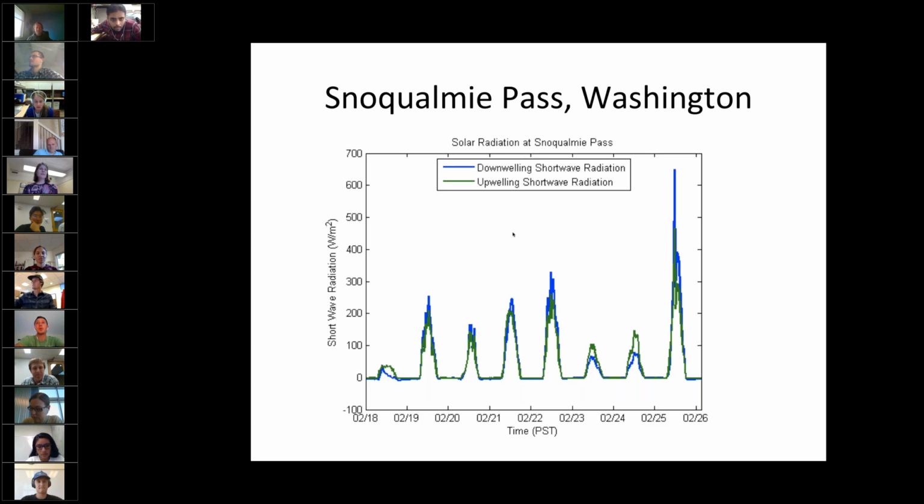Why would more radiation be reflected than is coming in? Are they two different sensors? I mean, is the upwelling separate from the downwelling? The same time. Does it have to do with cloudy days?